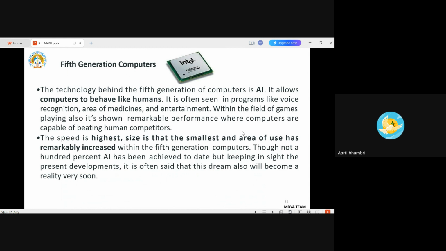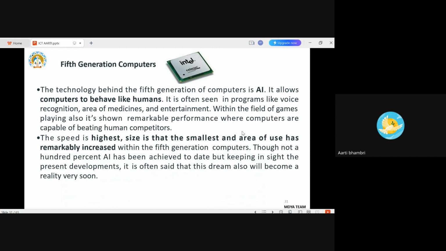Did anybody watch the movie with Chitty? I don't know the Rajinikanth movies. Robo, ma'am. Robo. Yes, this is a common example. You can understand the fifth generation computer through this movie.